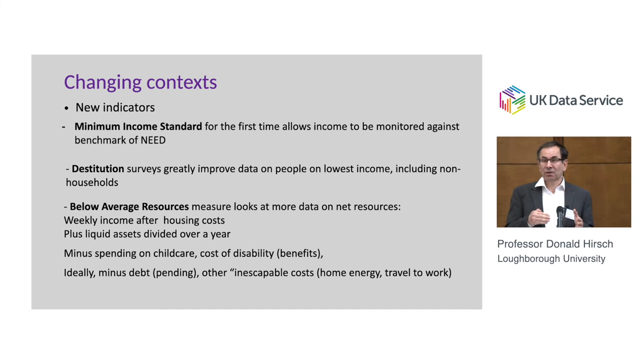It's tricky because, what is an inescapable cost? Is it what people spend? Is it what we think they should be spending? Certainly with fuel poverty measures, it's about what we think they need to spend, but how do you work that out?